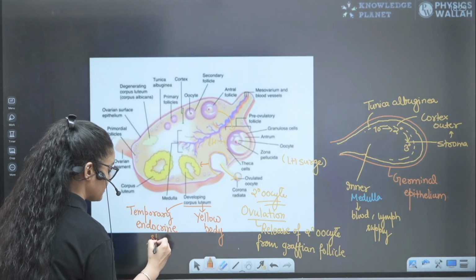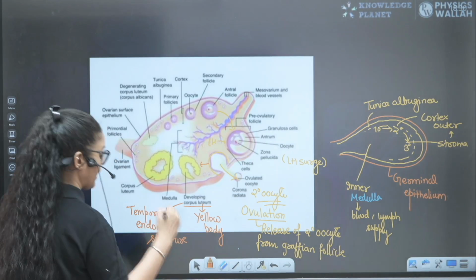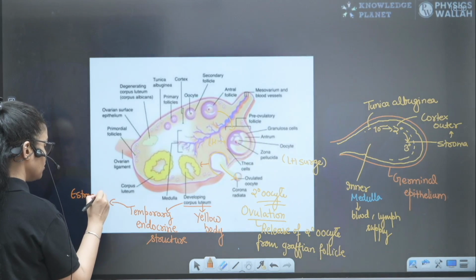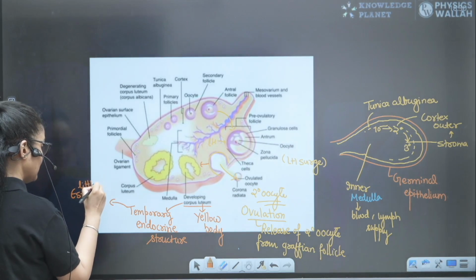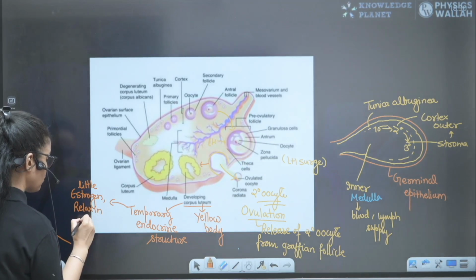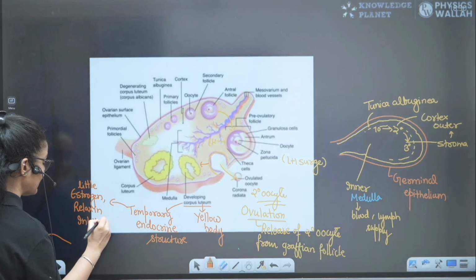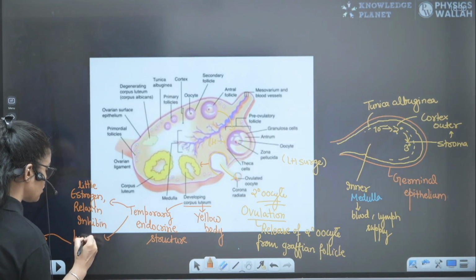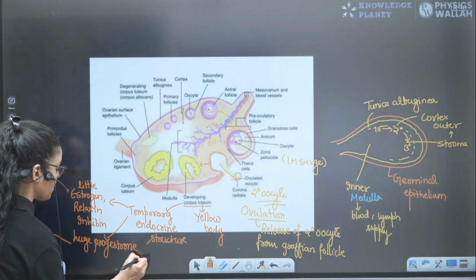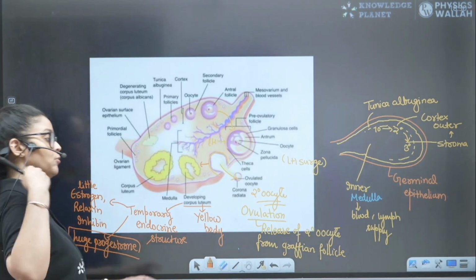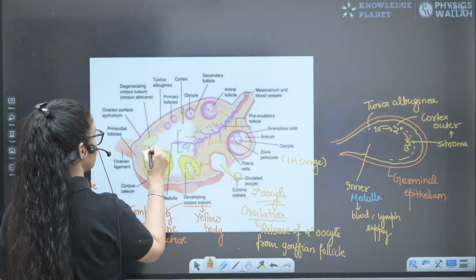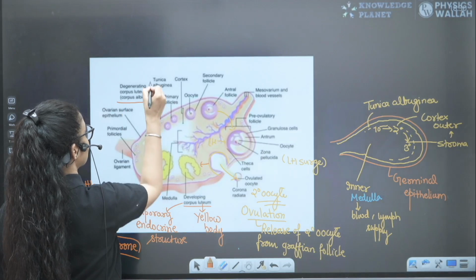In NEET, if you solve the questions, you will find that they have asked that it secretes estrogen, a little amount of estrogen, not huge, even a little amount of relaxin, a little amount of inhibin. All these hormones are secreted in little amount, but progesterone in huge amount. So in NEET, they will ask which temporary endocrine gland secretes a huge amount of progesterone? Corpus luteum. And in absence of pregnancy, this corpus luteum degenerates into the corpus albicans, the white body.